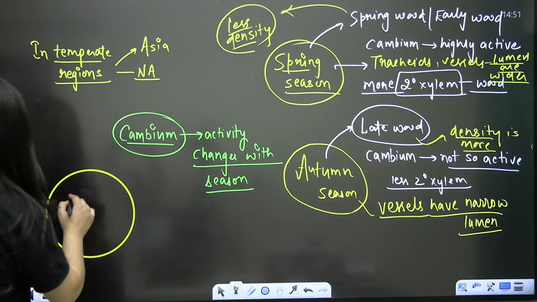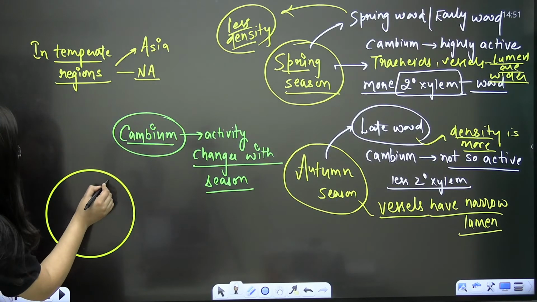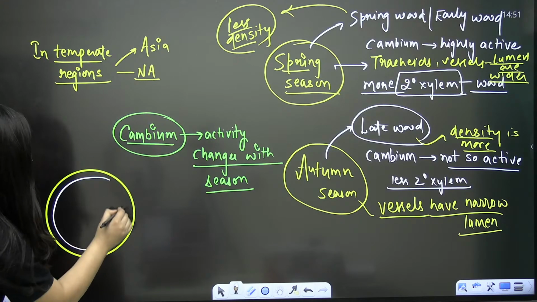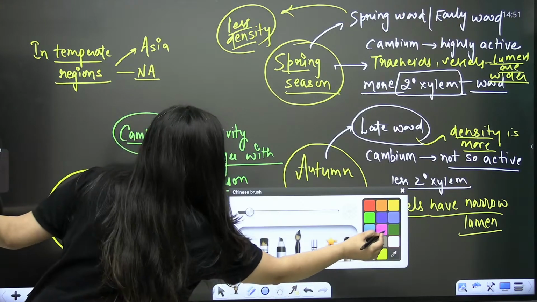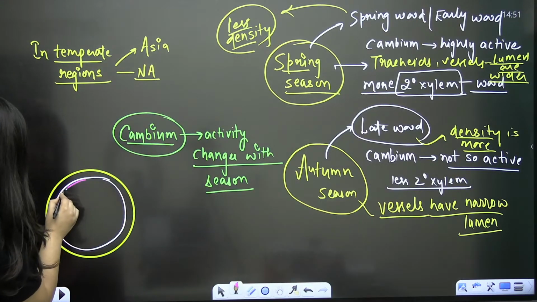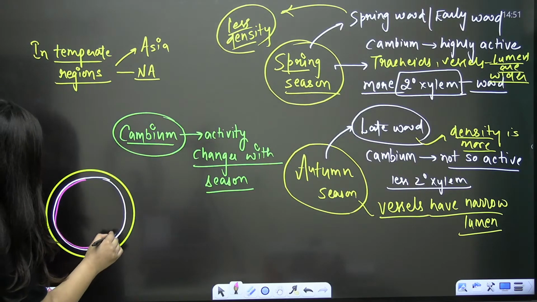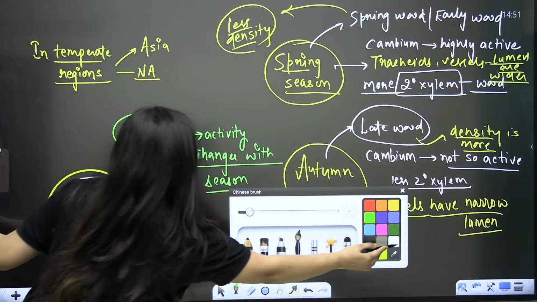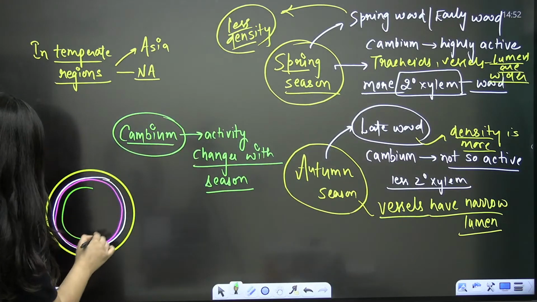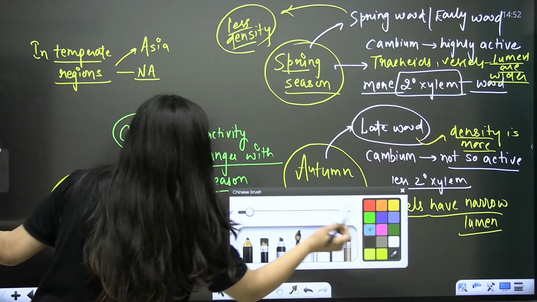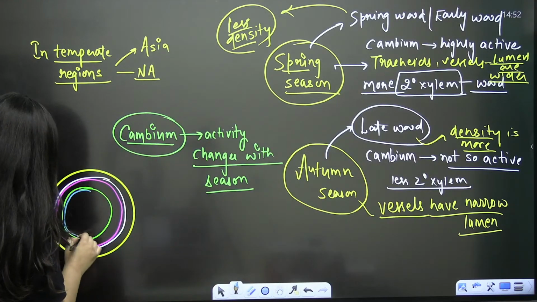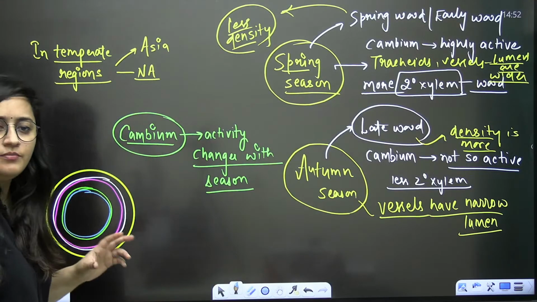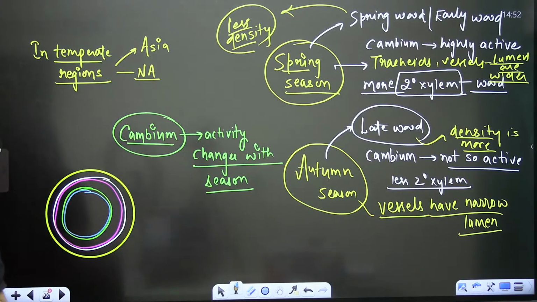So what are you going to observe there in that case? You will observe some concentric rings. These two rings are showing one complete year. I told you that in the temperate region uniform distribution is there. Yes or no? This is what I'm saying.